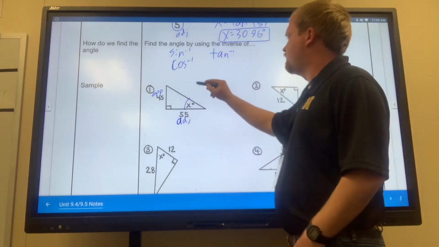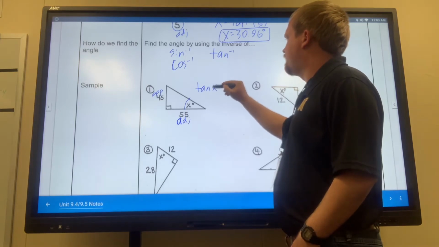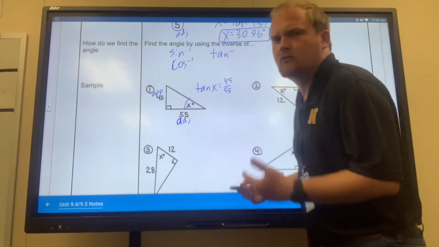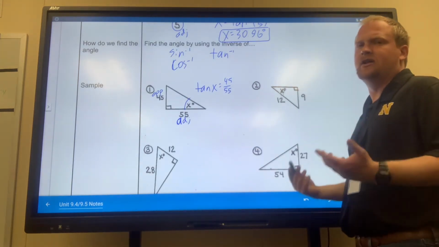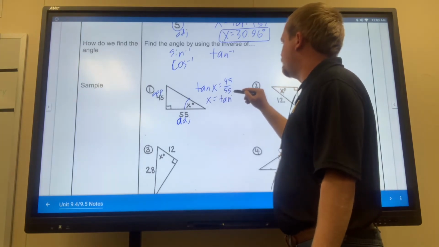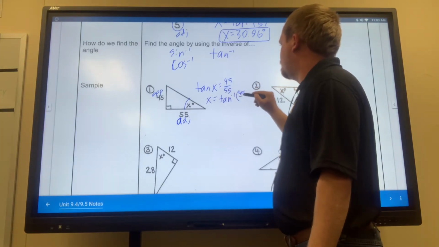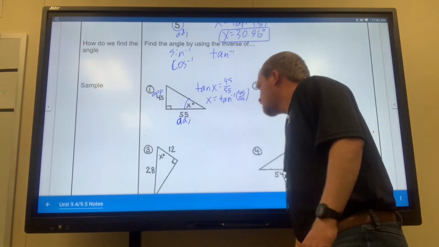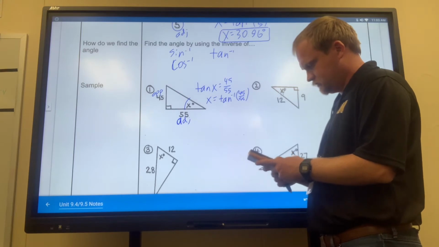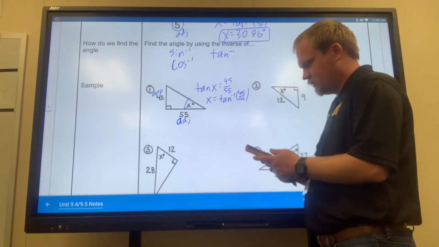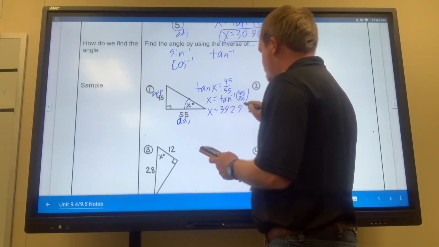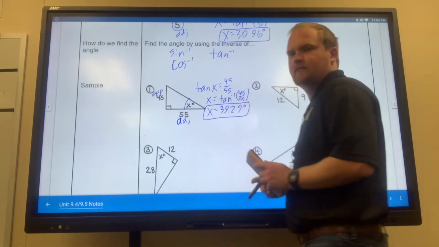So I'm doing tangent of x equals 45 over 55. Well, again, how do I find it? Do the inverse. So x equals tangent inverse 45 over 55. Check my calculator, and that's going to give me 39.29 degrees.